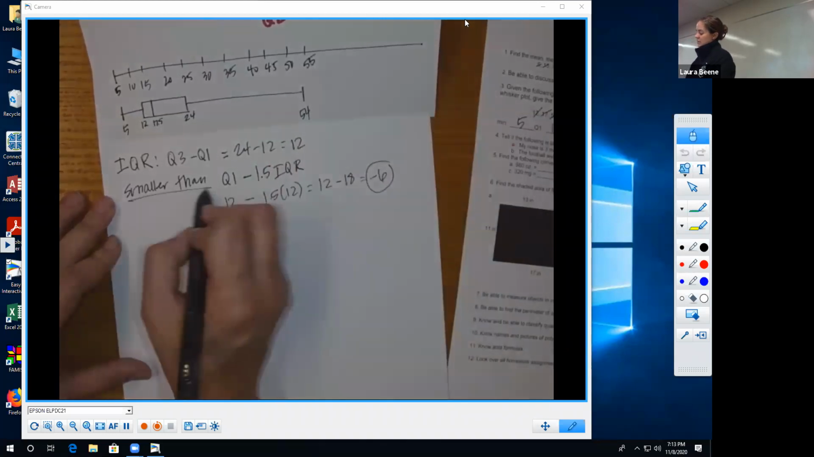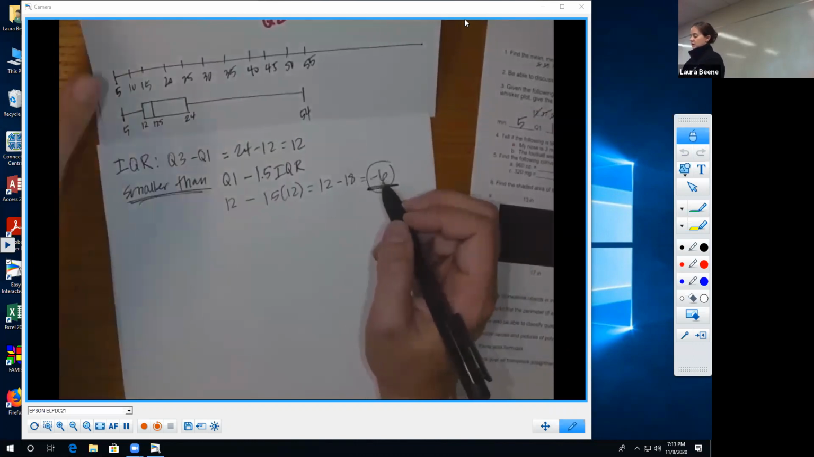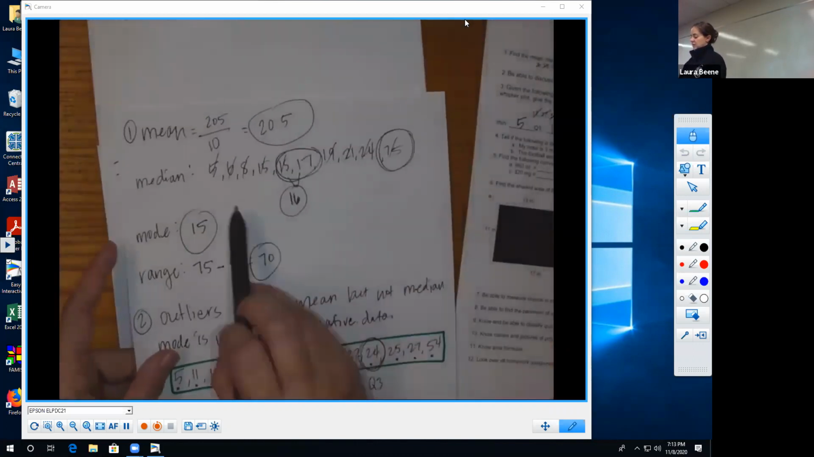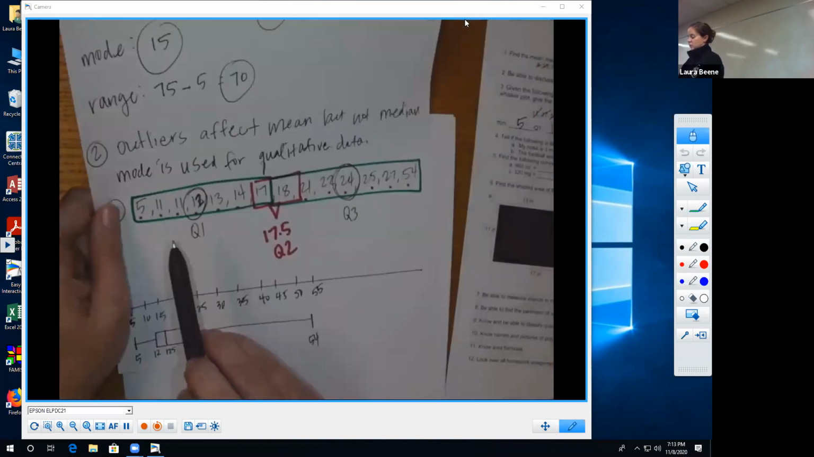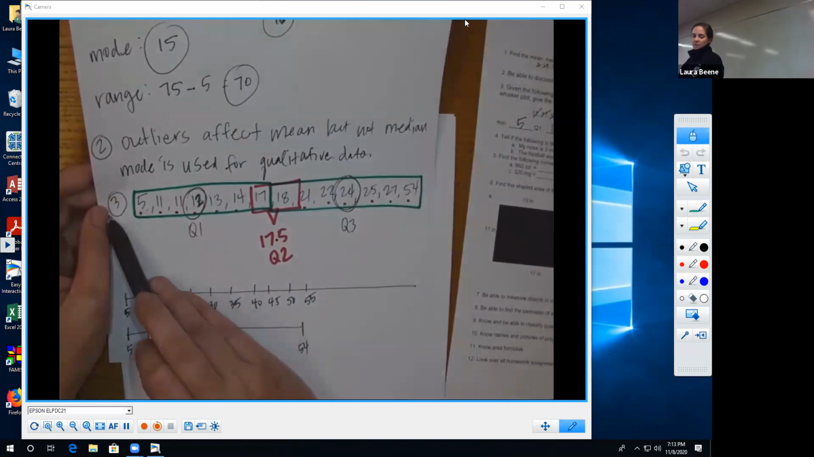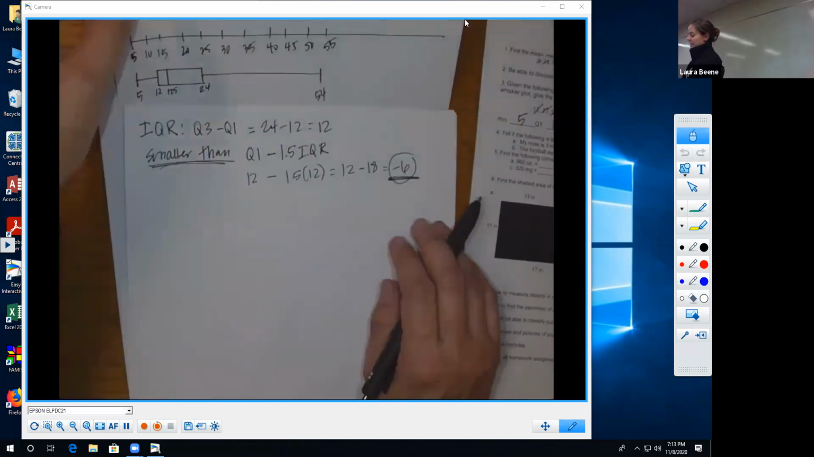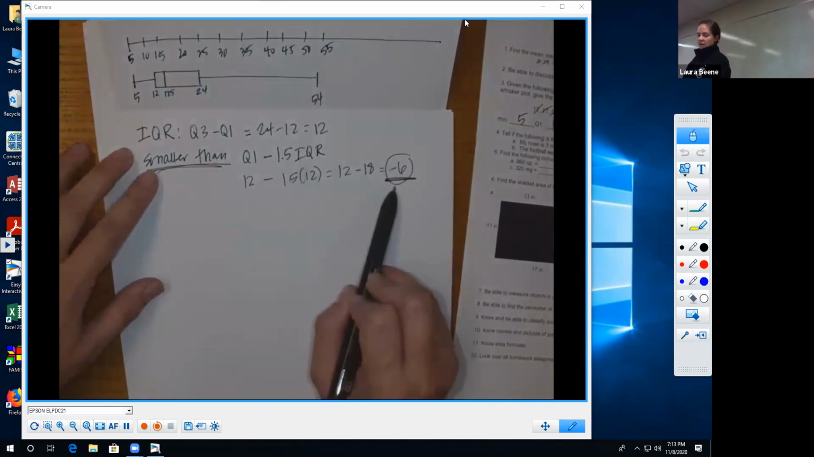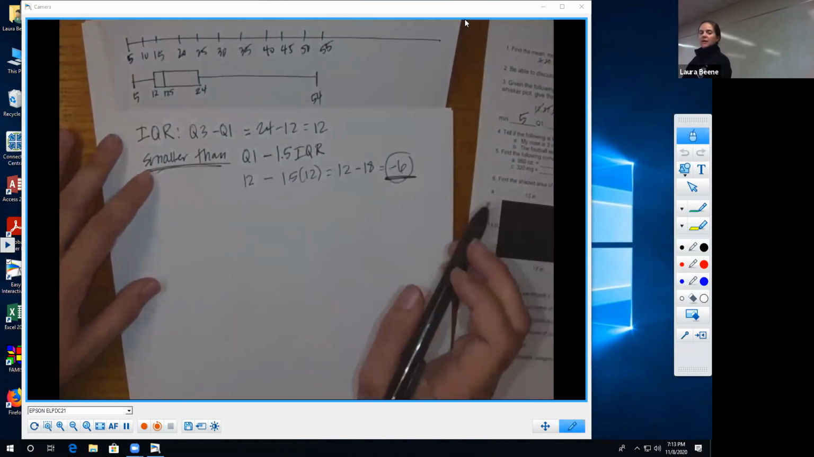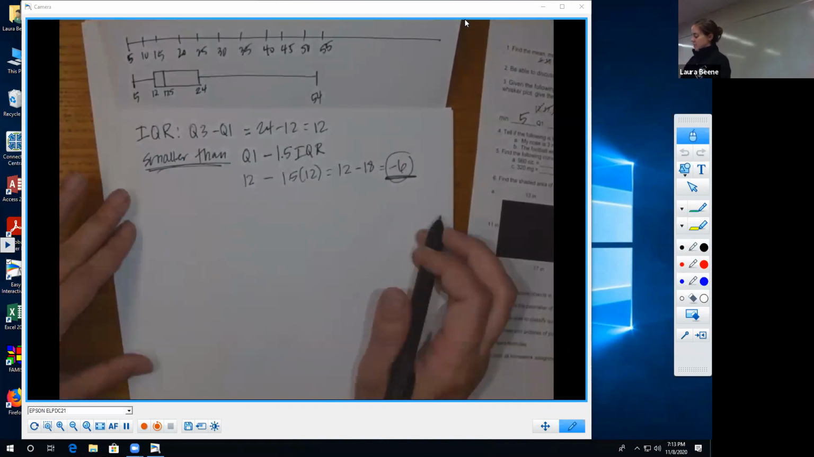So do I have any numbers that are smaller than -6? No, because the smallest number in my set of data is 5. Nope. Well, yeah, it is still 5. That was the wrong 5 for this one. I'm sorry, for number 3, the smallest number is 5. Okay, so I don't have any numbers smaller than -6. If I did, that would be one of the outliers. Like if I had -10, that would be an outlier.